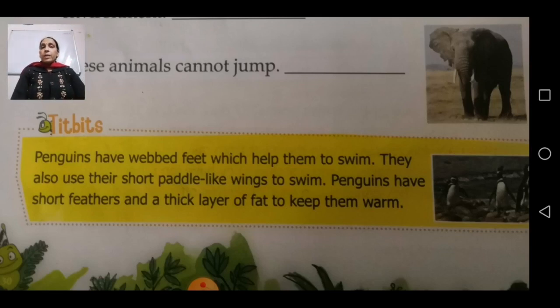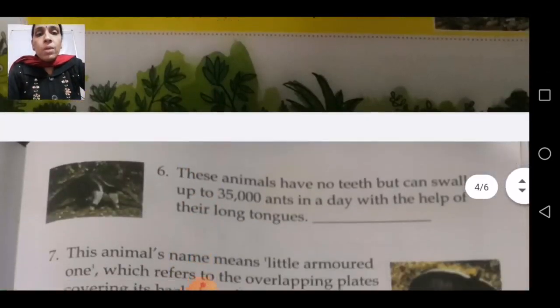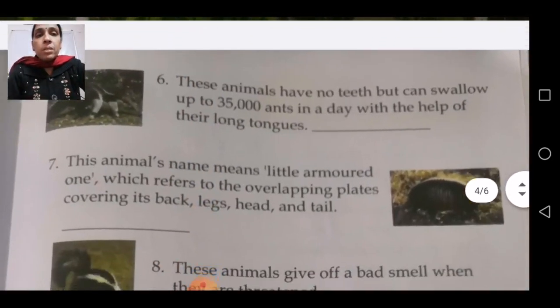Again, very important: the penguin has webbed feet which help them to swim. Now they also use their short paddle, which works like wings, to swim. Penguins have short feathers and a thick layer of fat to keep them warm. So now we'll come to the next page, that is number 6.